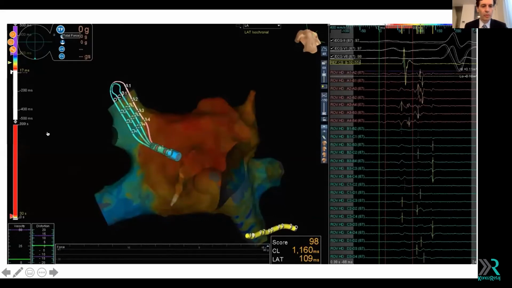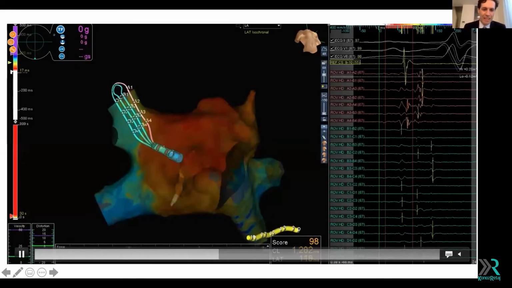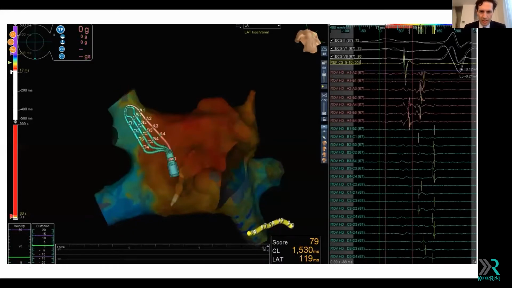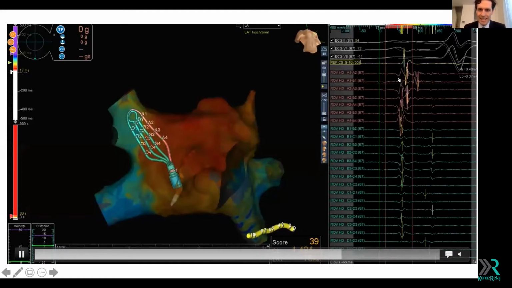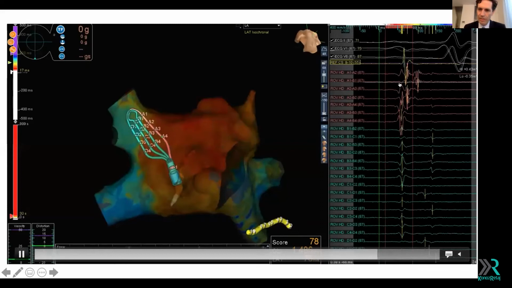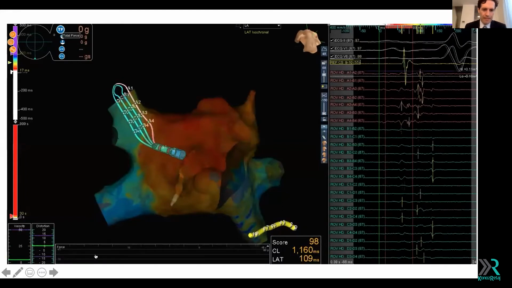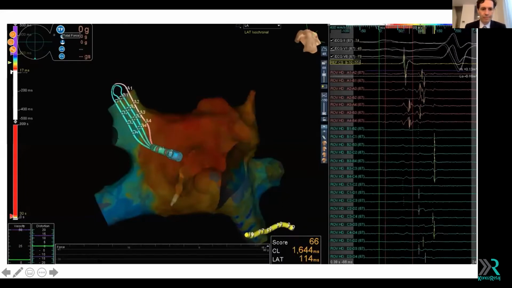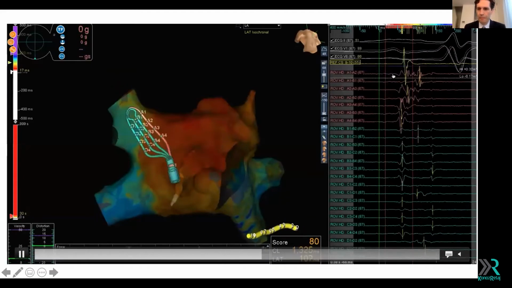We don't have a lot of time. I know that Dr. Naim has a lot of questions, but I would like to focus your attention on the upper right side, where you can see a gap of the right superior pulmonary vein. You can see how fast we are able to map this region, and the quality of the electrograms.